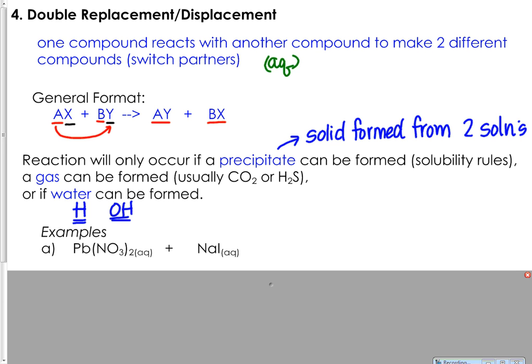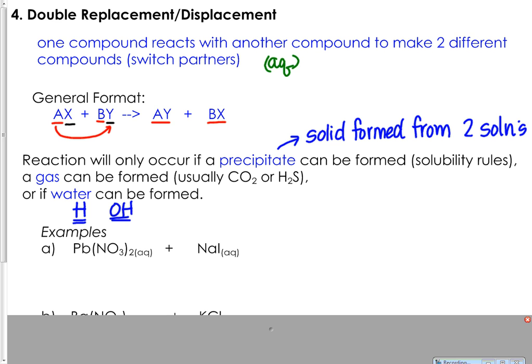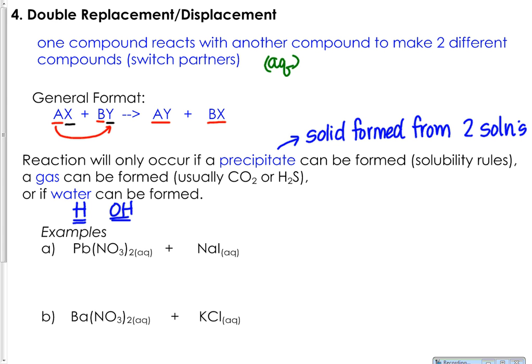So we're going to try some examples to see if we can put this into practice. And we're not going to do all of them in the video. I want you to try some of them on your own. So I'm going to do the first two with you. So in our first example, we have lead 2 nitrate reacting with sodium iodide. And what we want to know is, will this reaction take place?